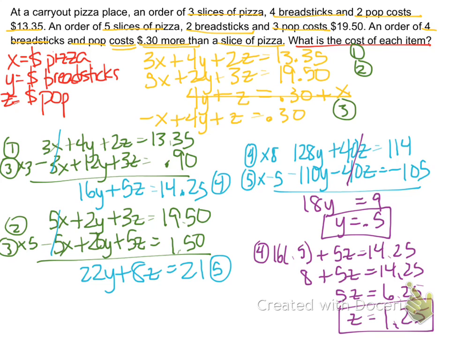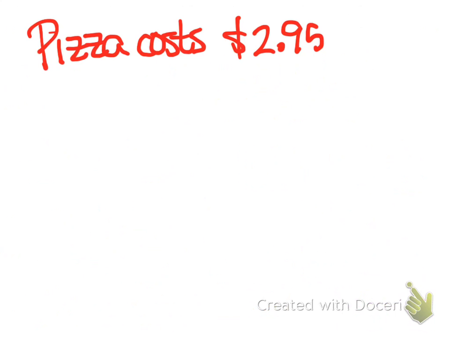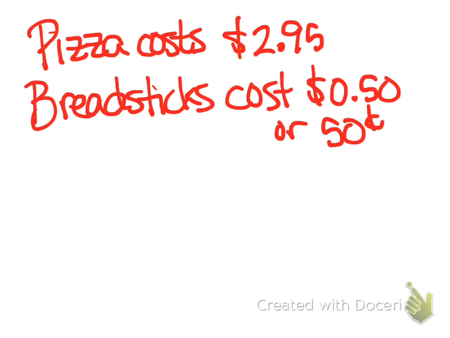And then taking my y and my z and plugging it into any one of my original equations, I chose equation 3, to solve for x, and I find that x is 2.95. Now again, make sure you're aware that this is a word problem, so I need your answer to the question: the cost of each item. Pizza cost $2.95, that was my x.